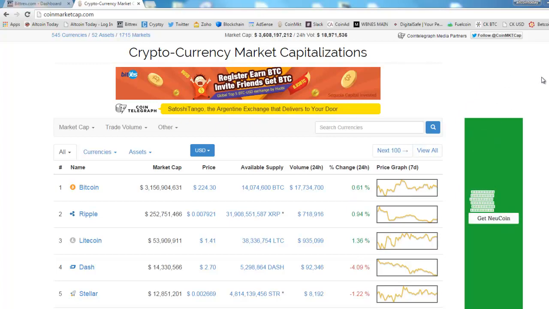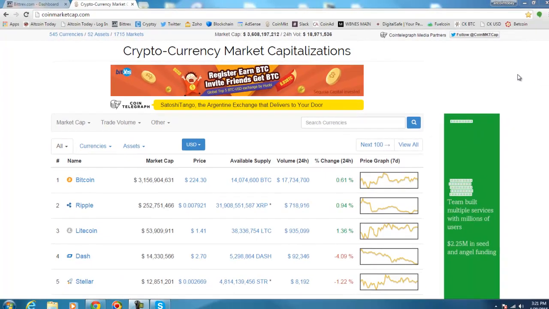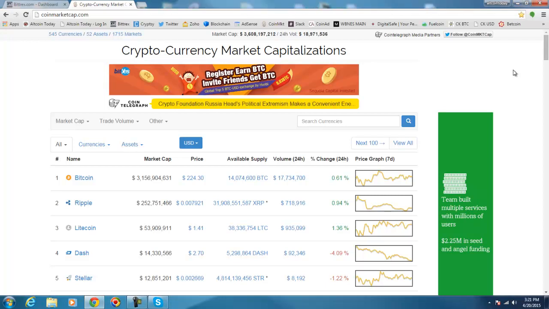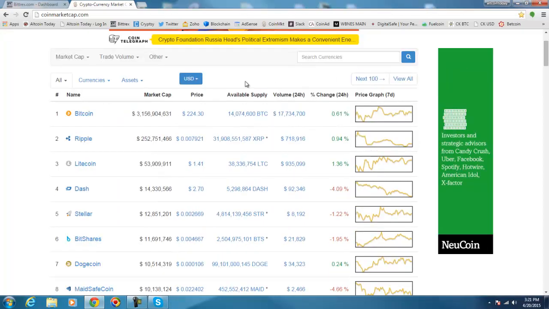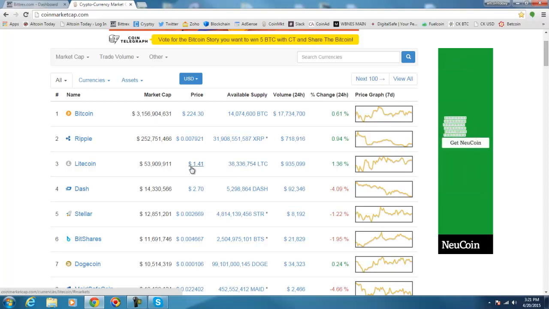Okay, so as we enter coinmarketcap.com, let's take a look at the prices that you see immediately here. We have Bitcoin, Ripple, Litecoin, and Dogecoin. Now these have the highest overall market cap based upon their supply and their price. It gives you an idea what their market value is.